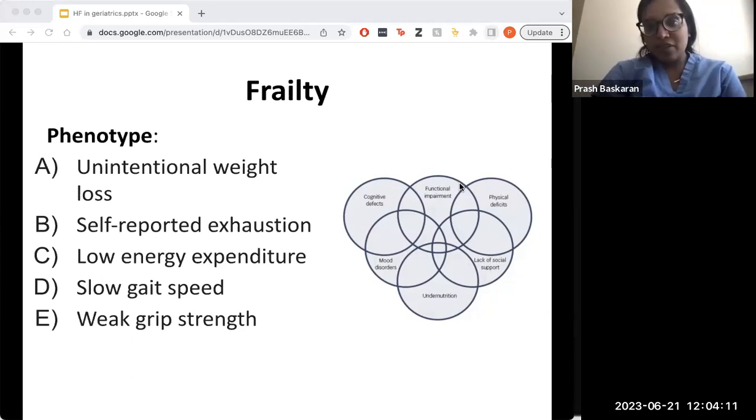When we're looking at deficits in the frail population, we're looking at mobility, strength, balance, motor processing, cognition, nutrition, endurance, and physical activity. And I'll touch a little bit about each of these when we go forward in my talk.